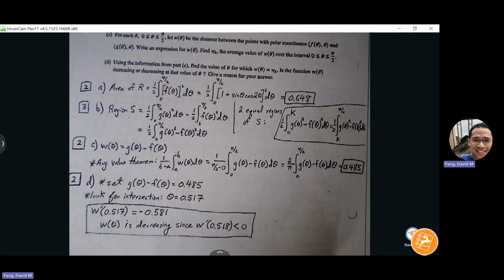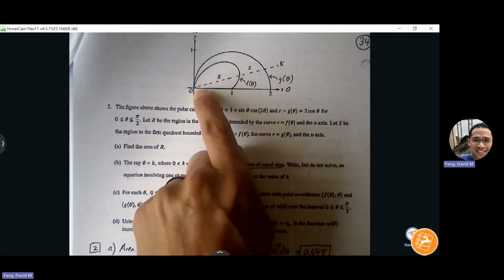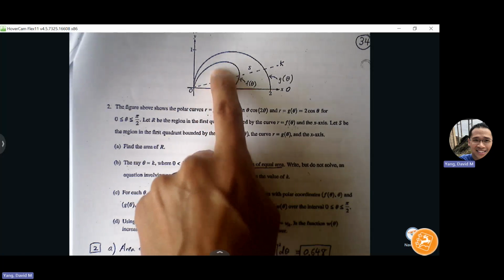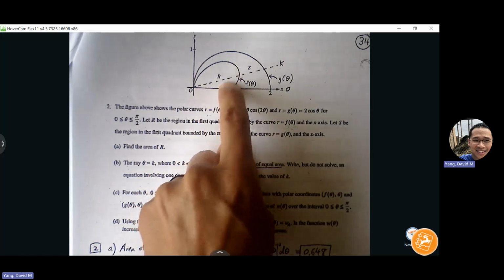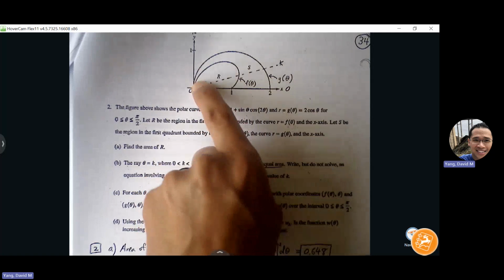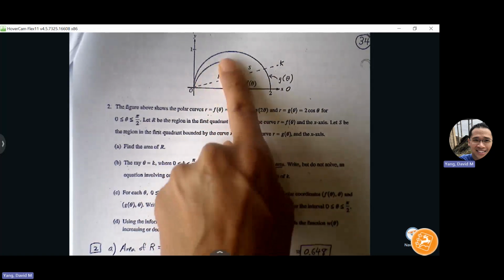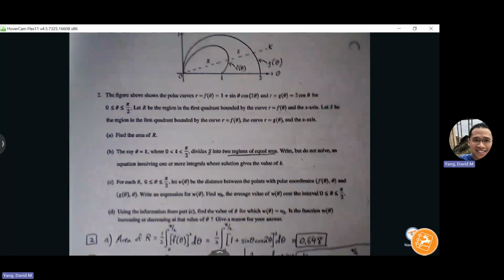So region R is the inner portion, the one that's closer to the pole. For region R, we don't have to worry about subtracting anything. But if we're trying to find region S, we have to find the entirety of this region and then subtract out region R.